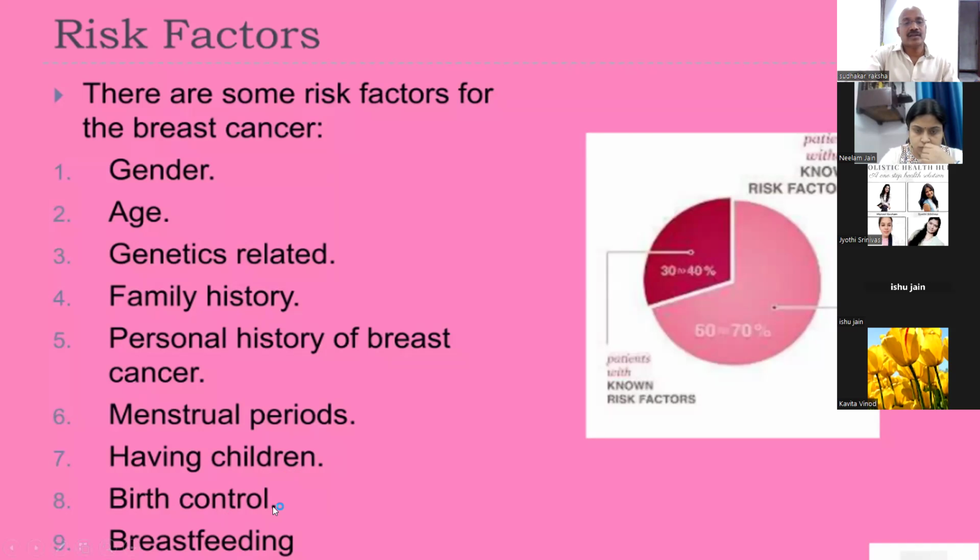Birth control: taking OC pills is not proven to be a predisposing factor, but taking estrogens for osteoporosis after menopause is associated with the development of breast carcinoma. Breastfeeding is a protective factor for breast carcinoma.